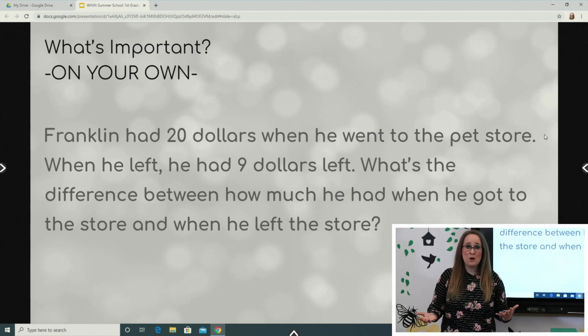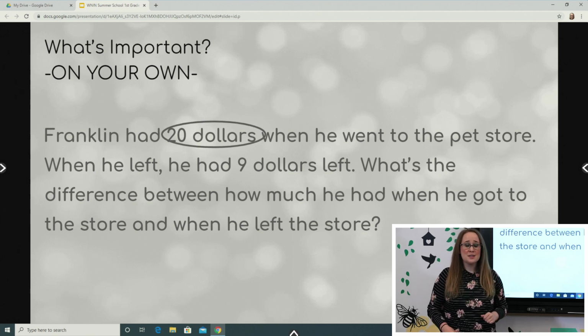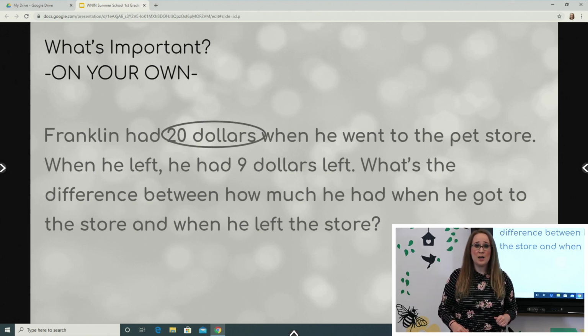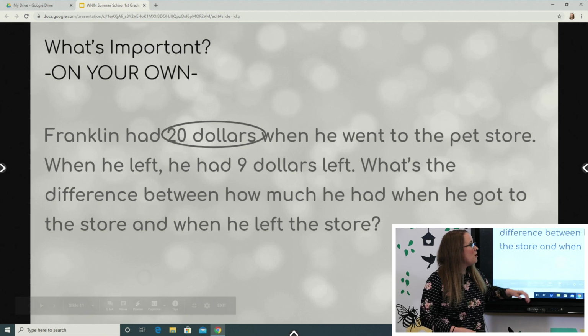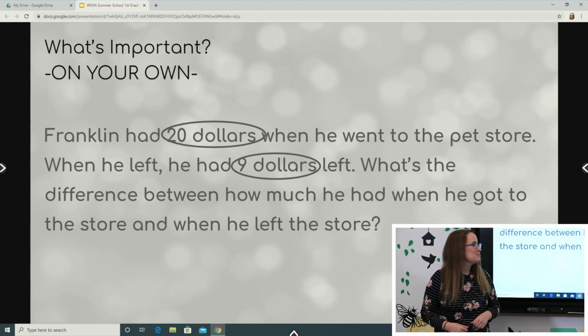Let's see if you found all of the important information in this story problem. We should have circled $20. This represents how much money Franklin had when he went into the pet store. No more and no less. We also need to circle $9. This is what he had when he exited the store.